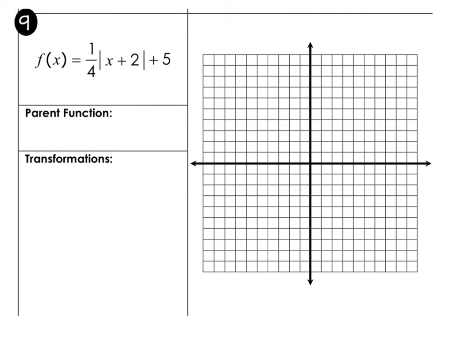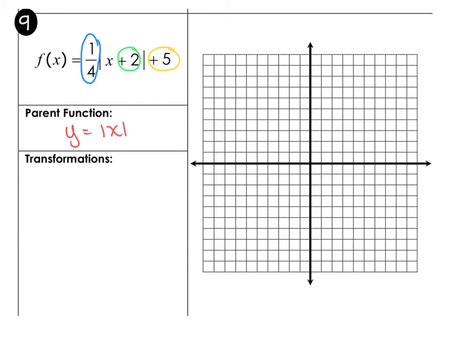Function number 9 takes us over to f of x equals 1/4 the absolute value of x plus 2 plus 5. So it's so funny, even if you read that equation out loud, you're going to hear what that parent function is, which is our absolute value function. So y equals the absolute value of x. So the changes that have happened have been this 1/4 out front, the plus 2 inside the absolute value, and the plus 5 on the outside.